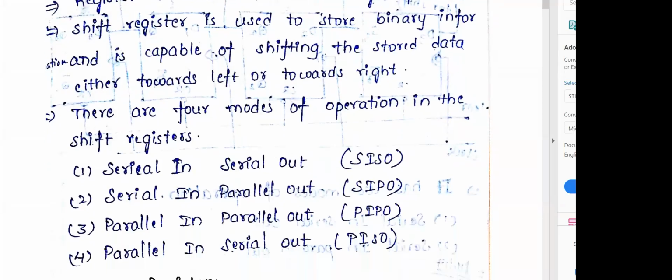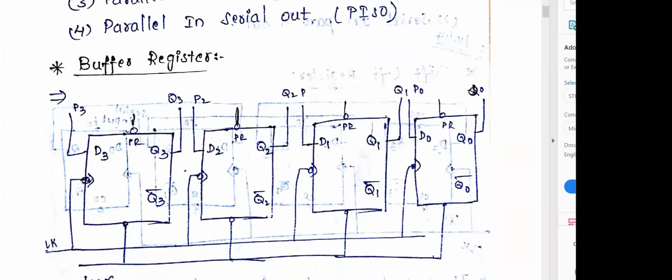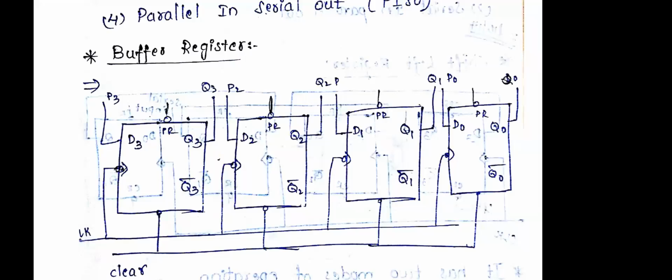Shift register, 4 types of operations, serial input, serial output. Okay, the first one we are going to see is the buffer register. Buffer register: what is a buffer? An inverter complements the input. A buffer transmits the same data, whatever data we give at the input, the same data is transmitted at the output.